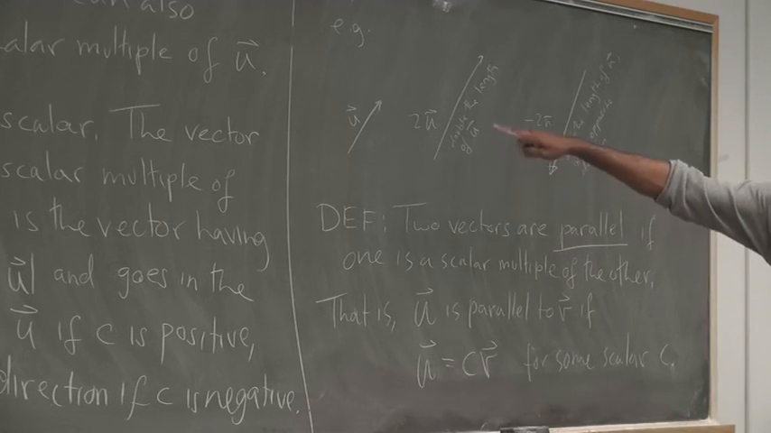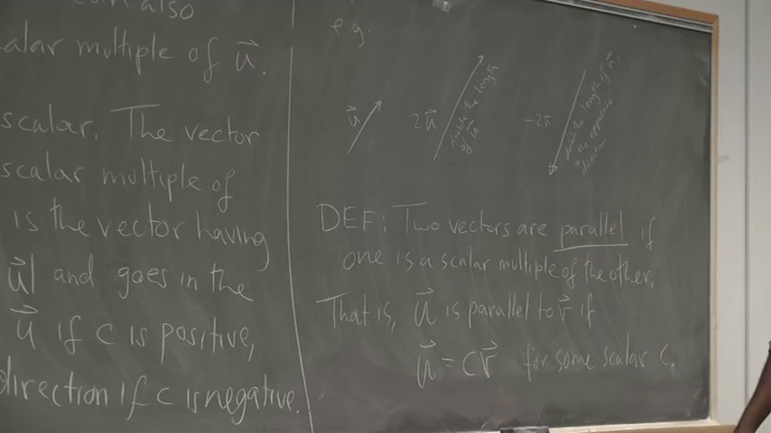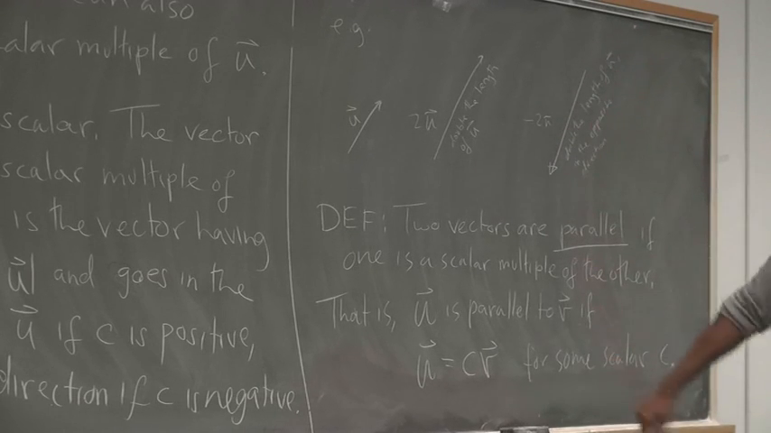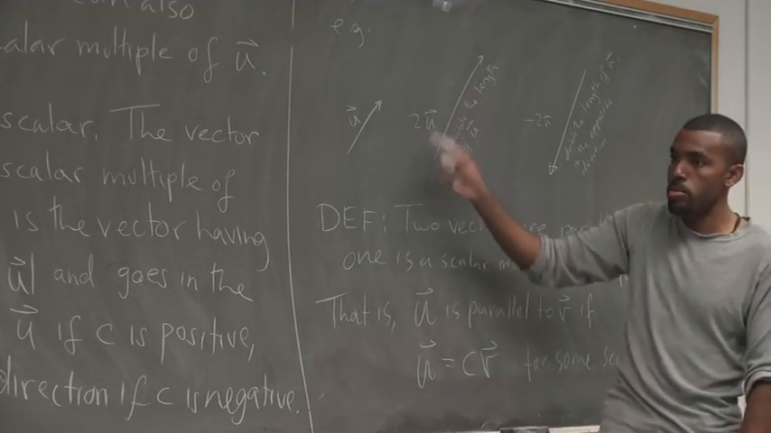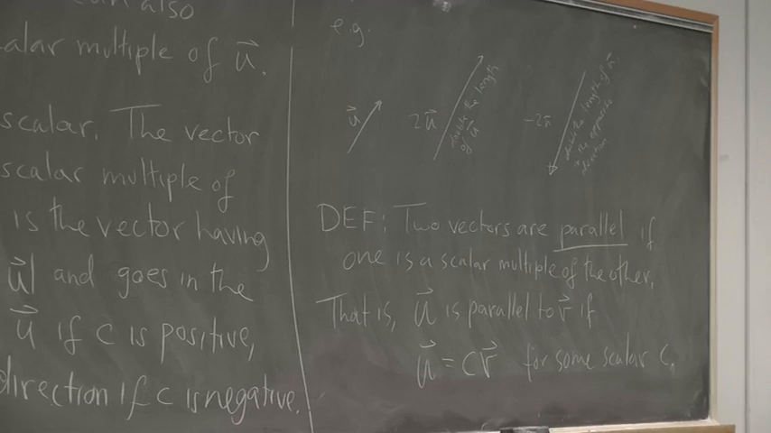Okay. So any scalar multiple of a vector is actually parallel to the vector. It just might go in the exact same direction or exact opposite direction, but they will never meet if they run on forever. So that's what I want to tell you.